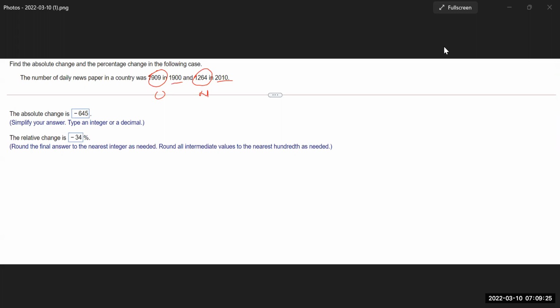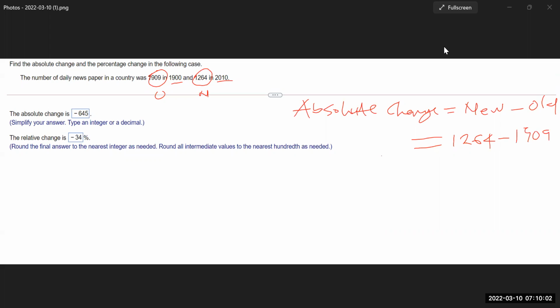Now, why are we doing these identifications? Because we know that to find the absolute change, it is the new value minus the old value. So what is our new value? The new value is 1,264 minus 1,909.